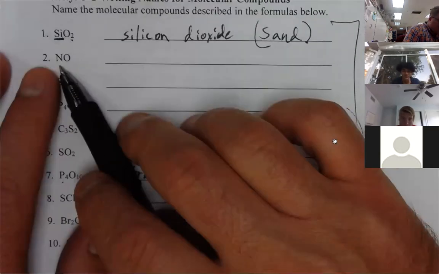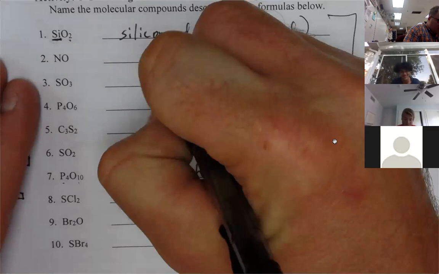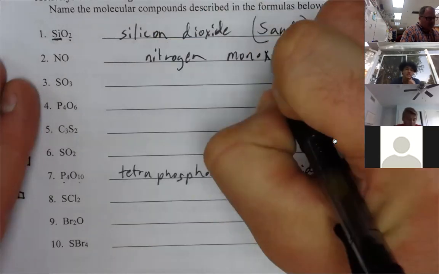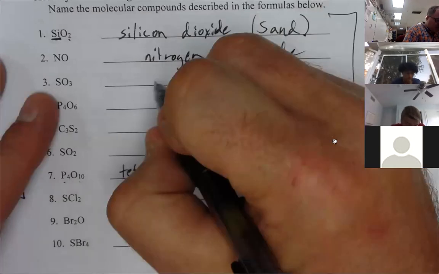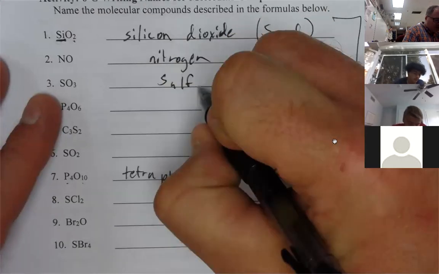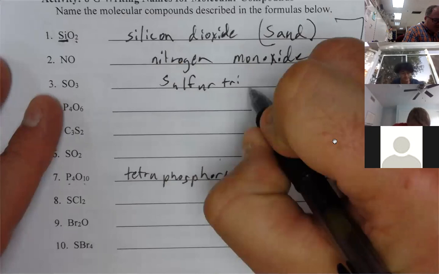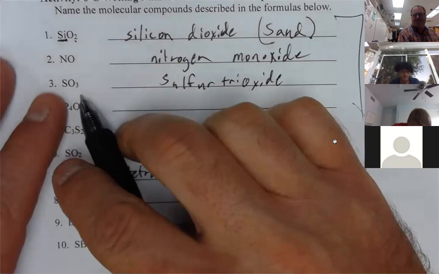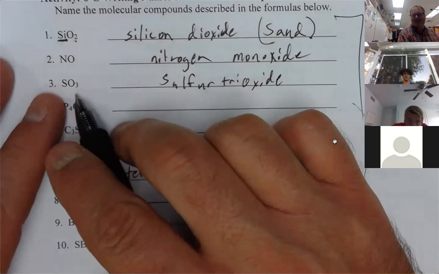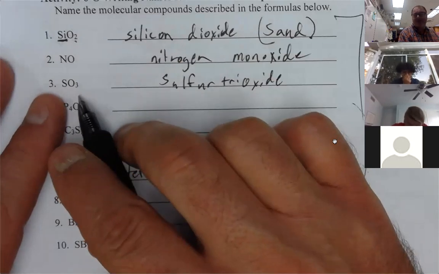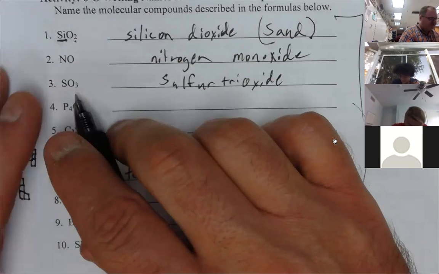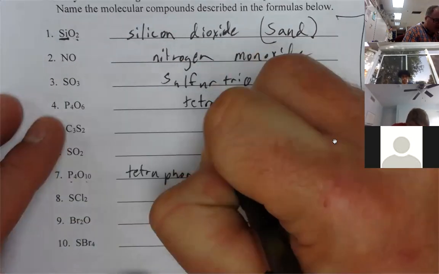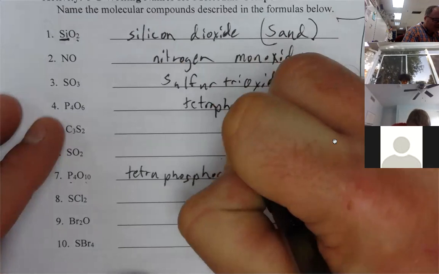NO, nitrogen monoxide. SO3, sulfur trioxide. And some of you might be thinking, well, isn't that sulfite? This is not sulfite. It's not sulfite because it doesn't have a charge. Sulfite is a polyatomic ion, so it has to have a charge. Otherwise, it is not sulfite.